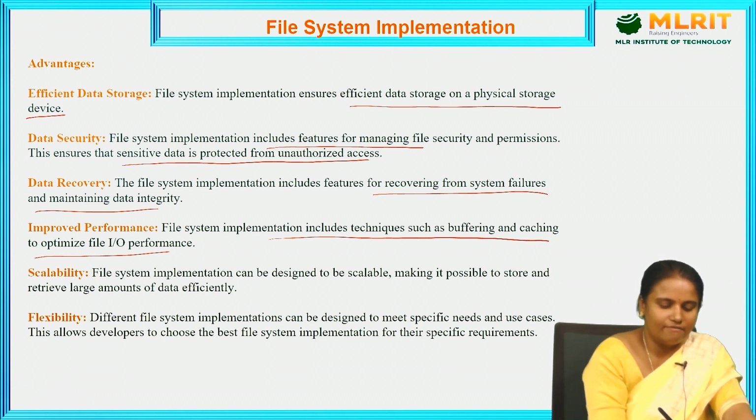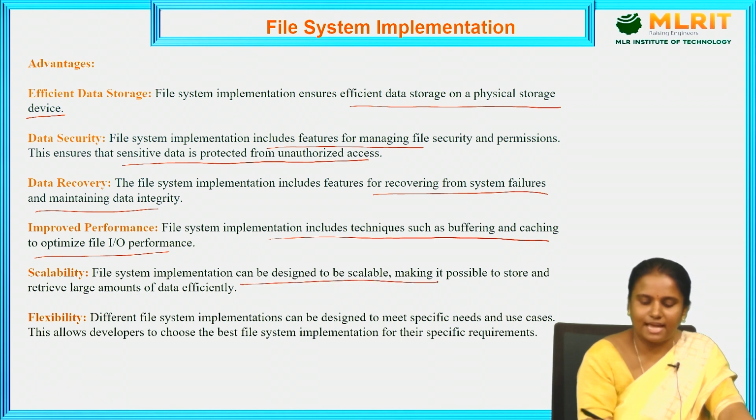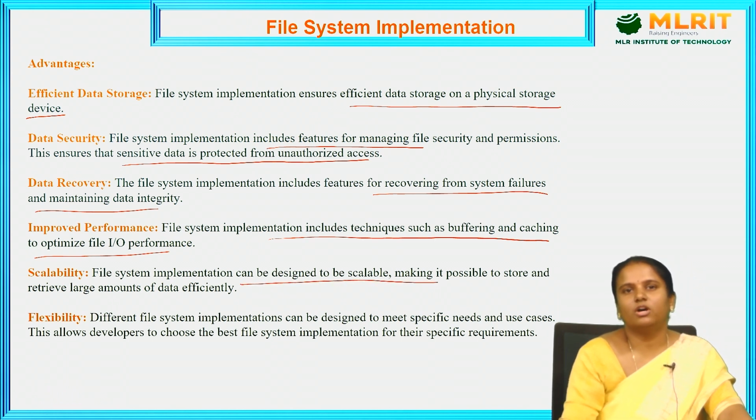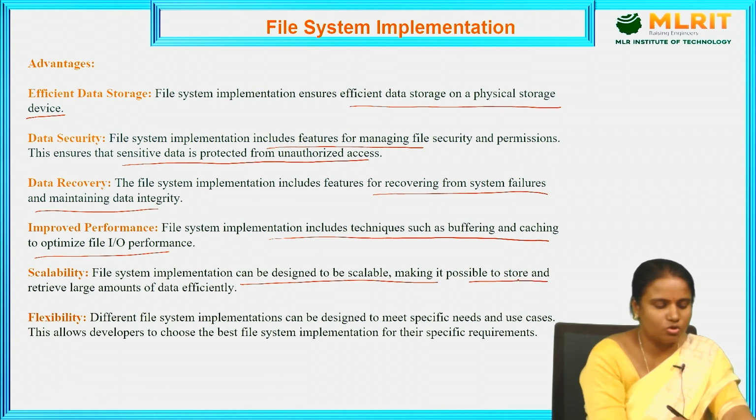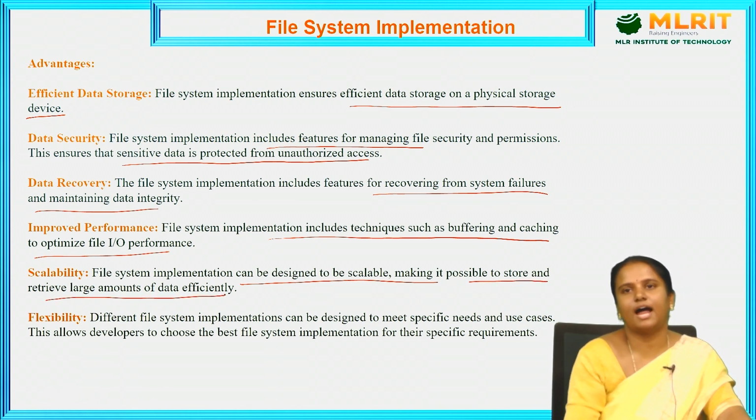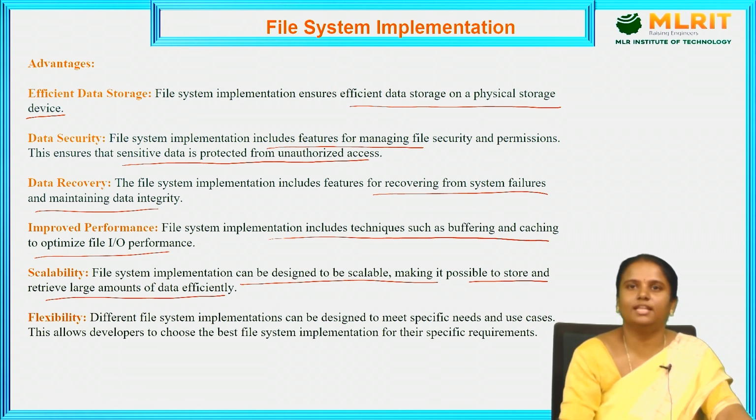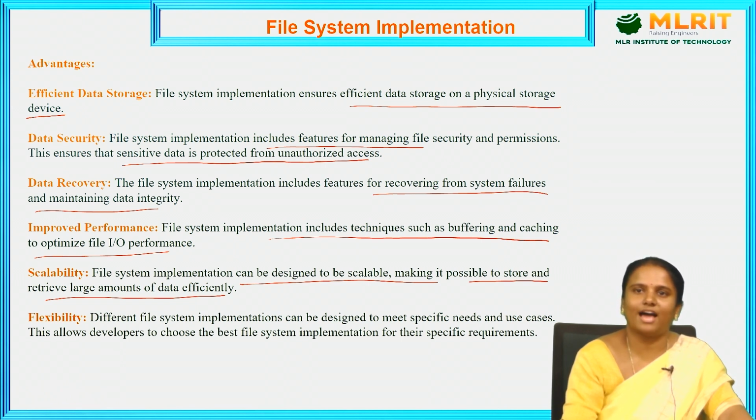And scalability. File system implementation can be designed to be scalable. The length or width of the file system should be scalable, making it possible to store and retrieve large amounts of data efficiently. Why? Because if we want to store n number of files, it may be in GBs. So to store 10 GB of data, we need an efficient, scalable system to provide for the files. If it is not efficient, the data cannot be stored.